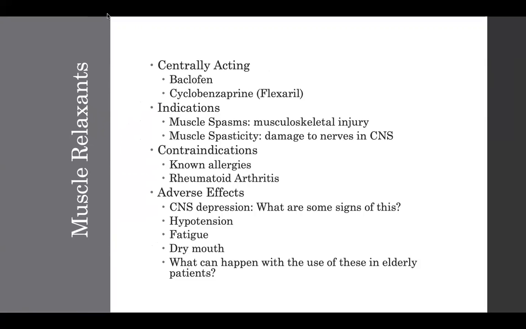Yep, I can. So for muscle relaxants, the main ones you're going to be seeing used are those centrally acting muscle relaxants. So that's your baclofen, your cyclobenzaprine, or Flexeril. And they have two different indications. So you have the indication, which is a muscle spasm, and that's like a musculoskeletal injury, like a cramping to your muscle type. And then you have your muscle spasticity, which would be damage to the central nervous system and not having control over that muscle.